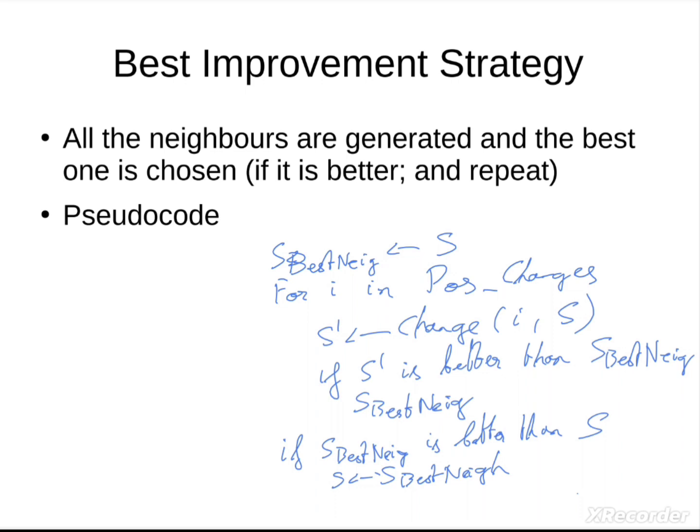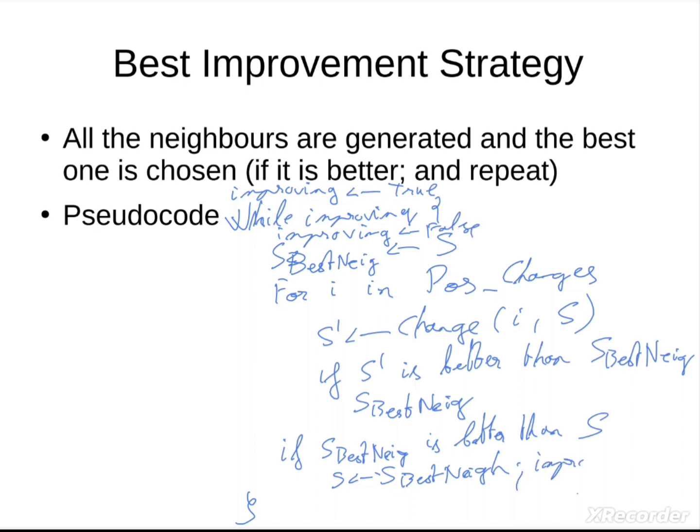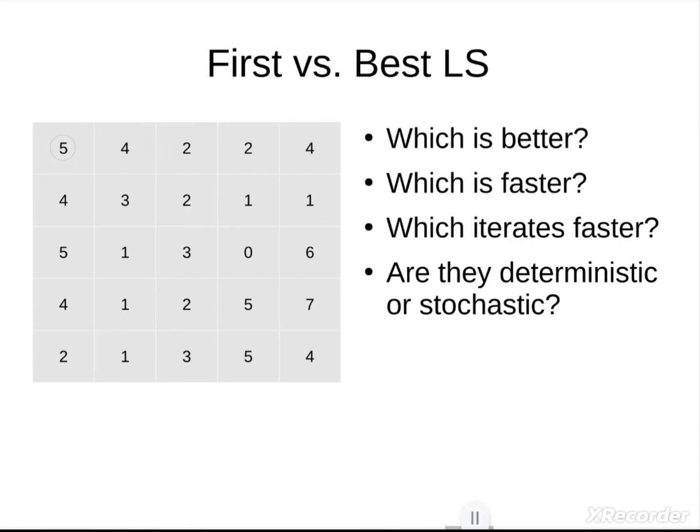And again, you introduce this code into a while loop, while improving, which is initially set to true. This way. Well, which neighborhood exploration strategy is better?